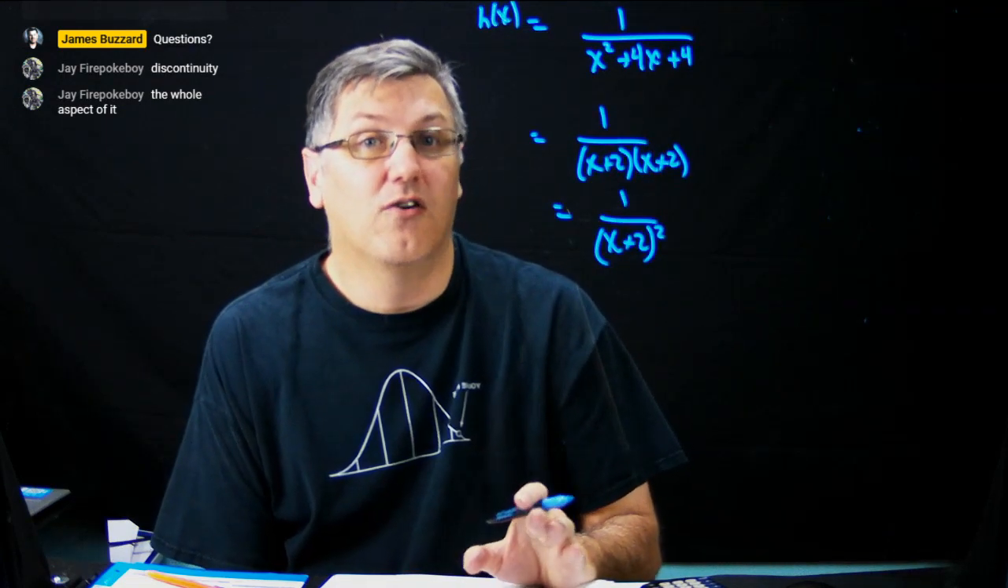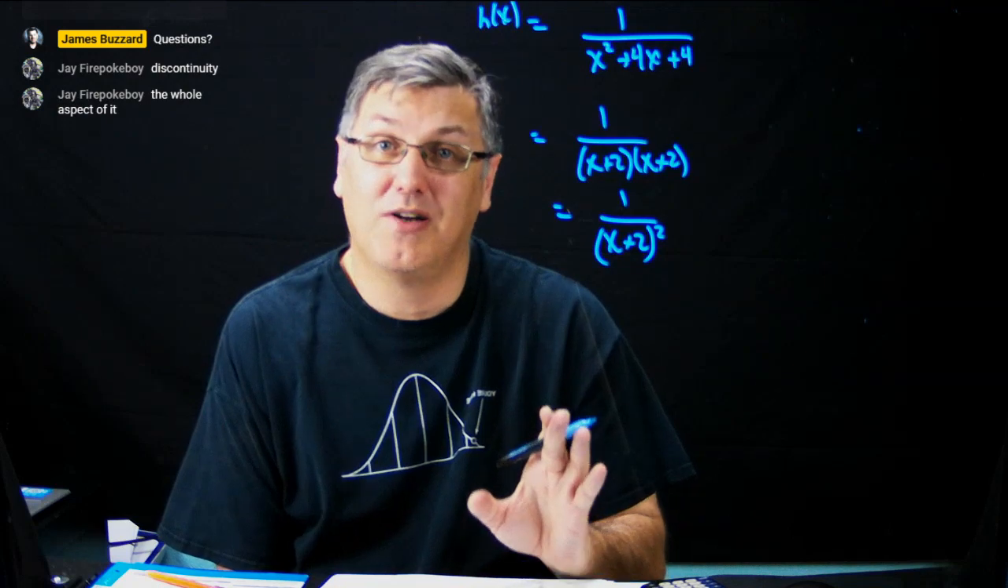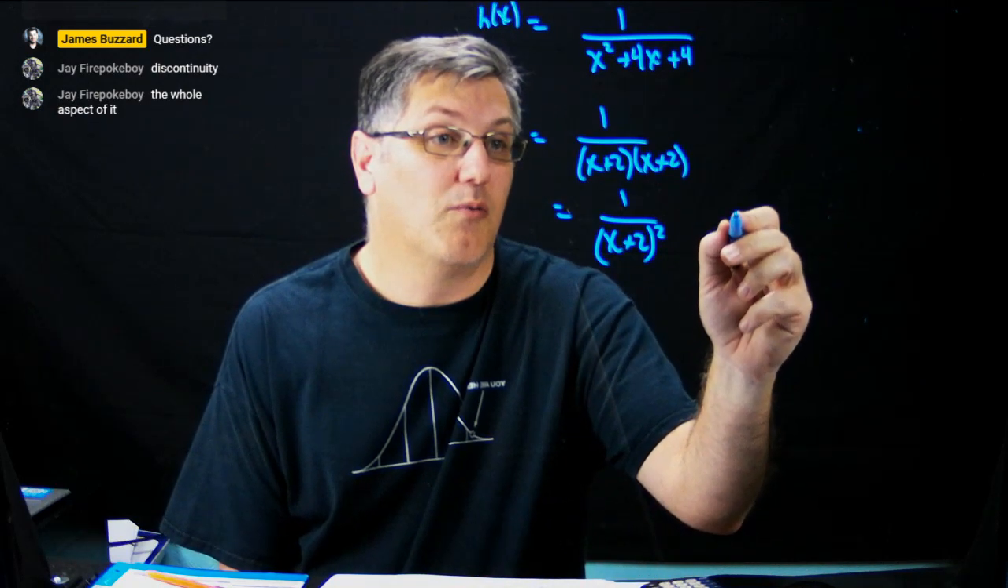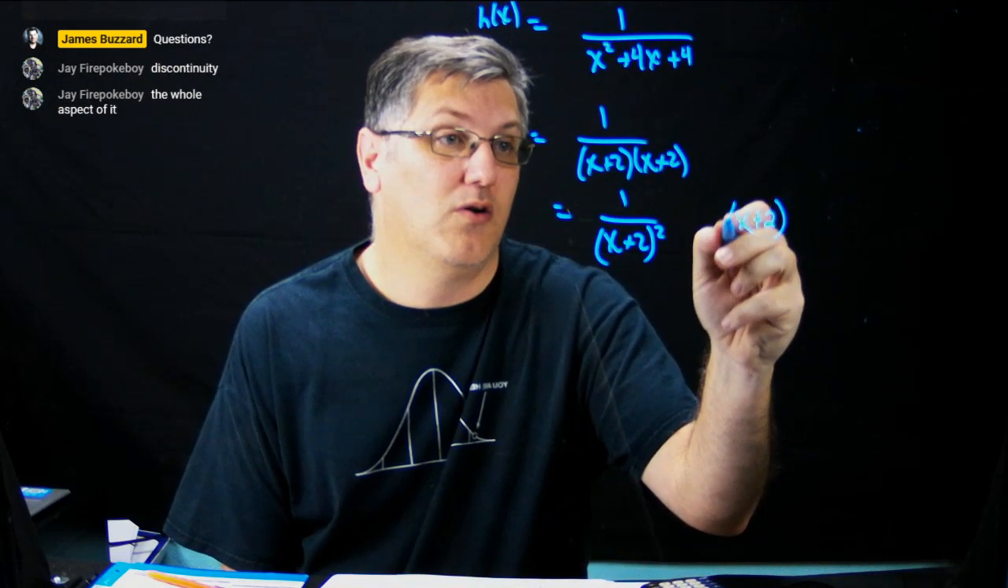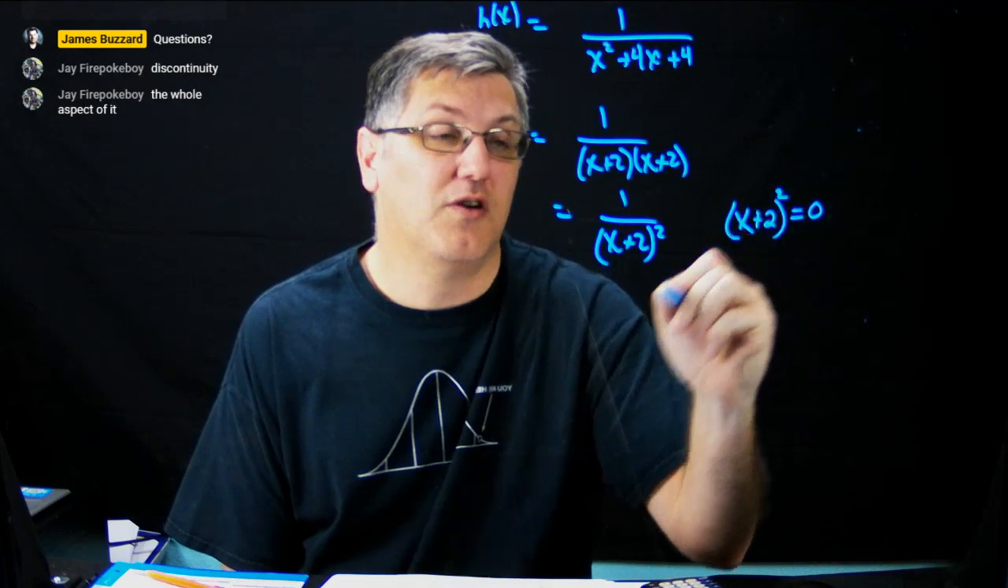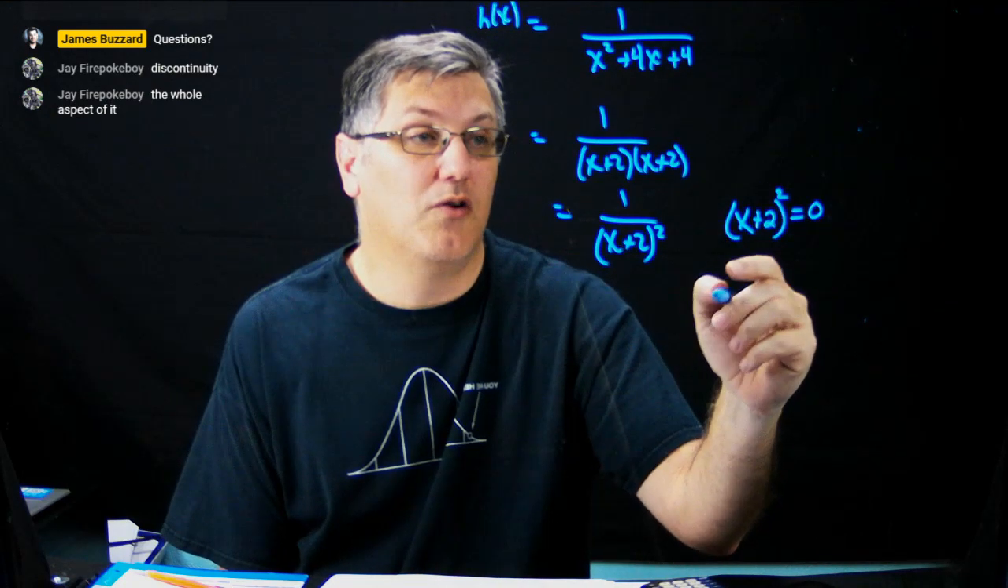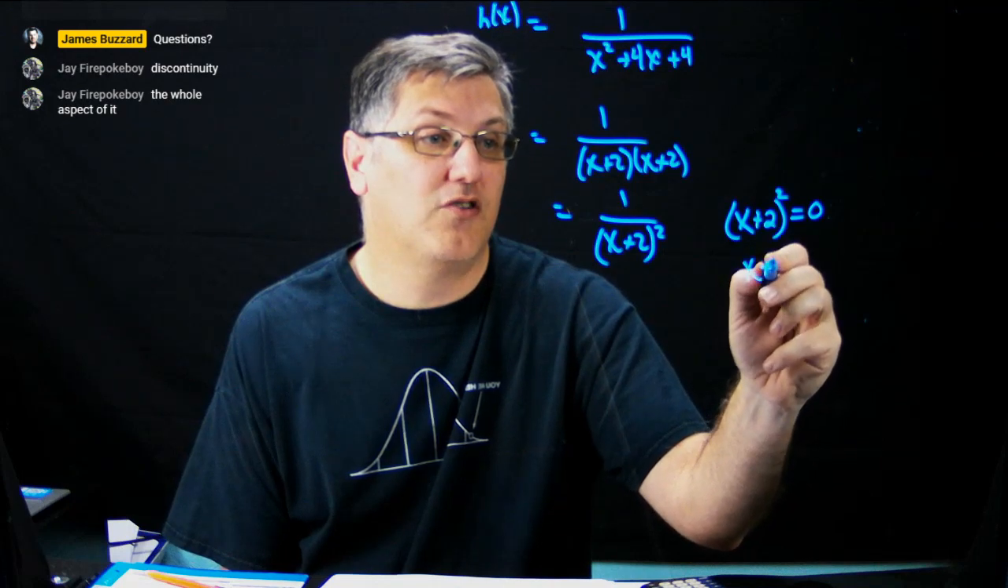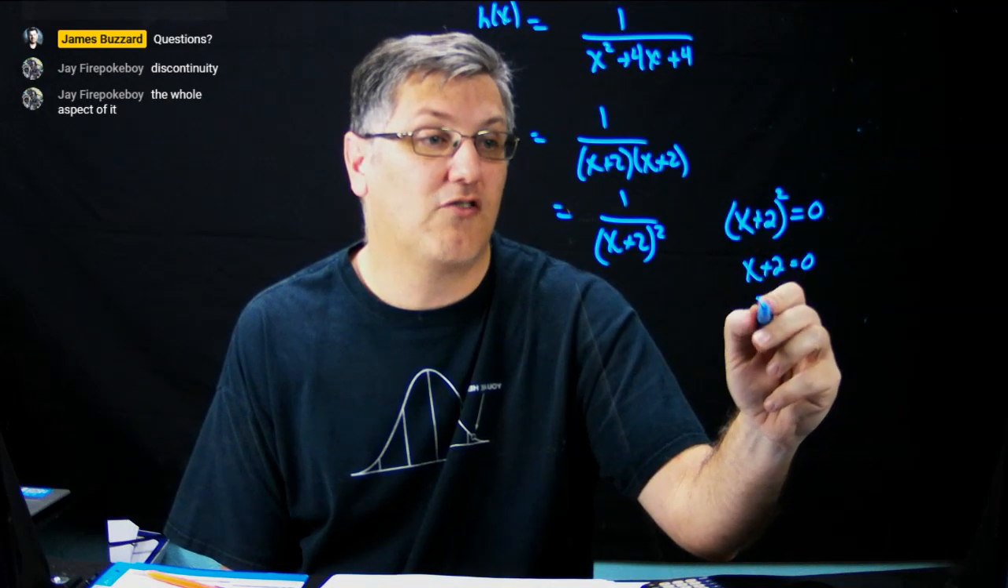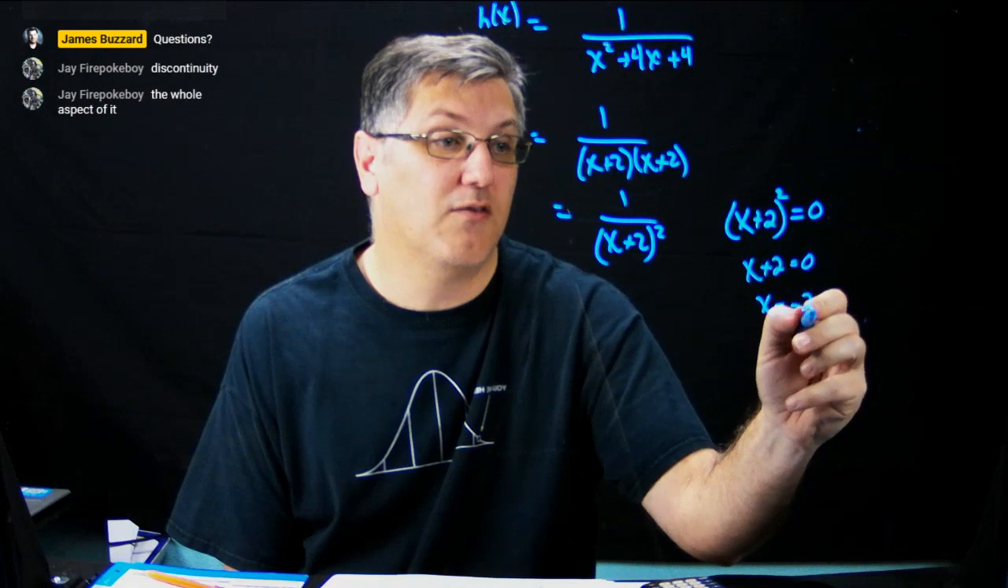From here, to find my vertical asymptotes, I just set my denominator equal to 0. So x plus 2 squared equals 0. I take the square root of both sides, and I get x plus 2 equals 0. Subtract 2, and I have an equation of x equals negative 2.